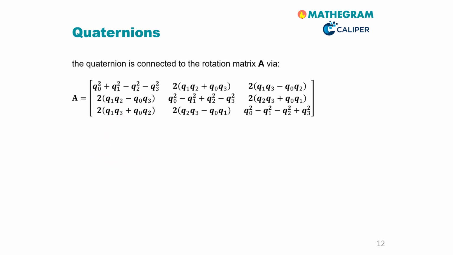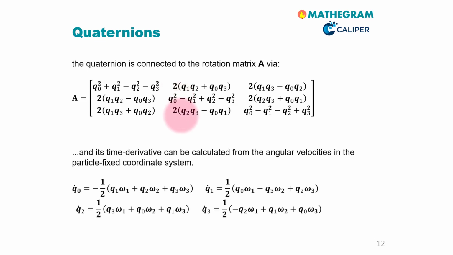I've also promised to show you the connection between the quaternion and the rotation matrix A. Here you see it. It's a comparably simple connection by just multiplications and these square functions here. Also, the last point is very important. The time derivative of each component of the quaternion can be connected to the current state of the quaternion and the angular velocity in this particle fixed coordinate system. These angular velocities, as you will see later, can be obtained by integrating the angular momentum equation in the particle fixed coordinate system.